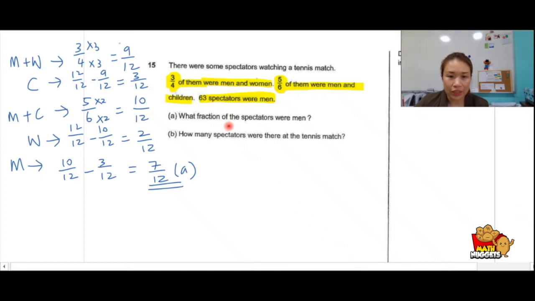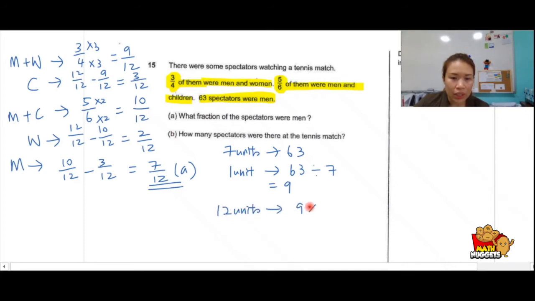Next, how many spectators were there at the tennis match? There were 63 men, right? So 7 units make up 63. 1 unit will be 63 divided by 7, which is 9. How many spectators? In total, we have 12 units. 9 times 12, 108 for part B.